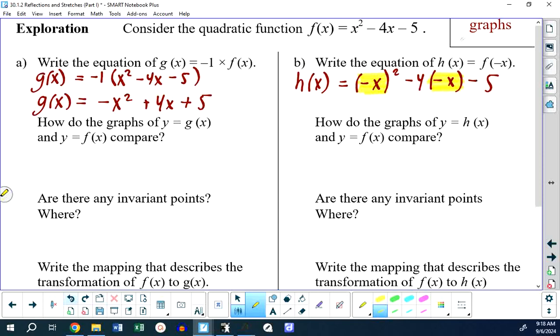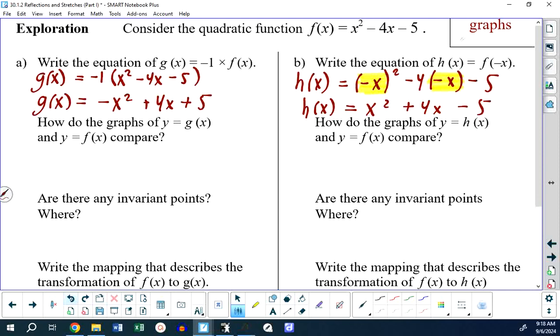You're going to make mistakes in math. We want to minimize the number you make. So when I square a negative quantity, it becomes positive, which means h of x is x squared, negative times negative, plus 4x minus 5. So this is the equation of h of x.